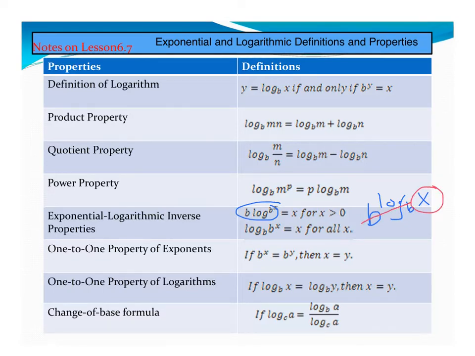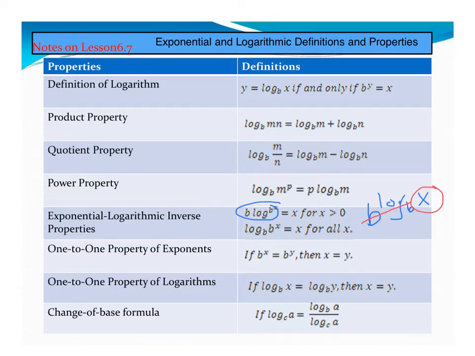The one-to-one property. If I have the same base, my exponents equal each other. We've done that before. Here I have the same log base b, log base 2 and 2, log base 3 and log base 3. They cancel, and I'm left with x equals y. Usually I'll see something like 2x minus 7 equals 3x plus 5, and I solve for x, and that's just super fun.